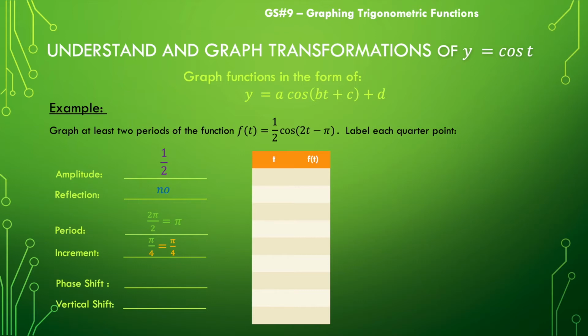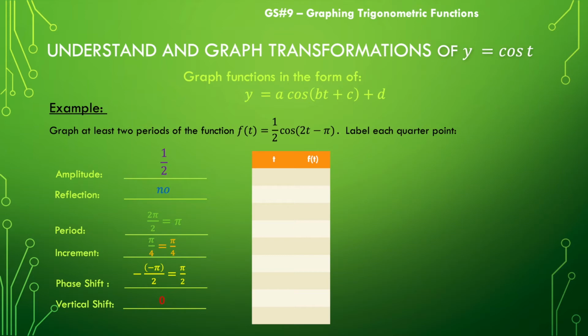Now, if I take my c value and negate it, so negative π, and divide it by 2, that gives us our phase shift, negative c over b. So we have negative π divided by 2, which gives us π over 2 as our phase shift. So this graph has been shifted π over 2 units to the right. And of course, there is no vertical shift, because after the argument of cosine there is no plus or minus here. So no vertical shift at all.